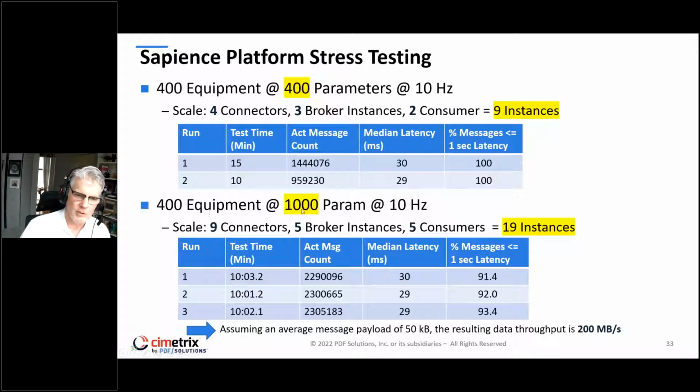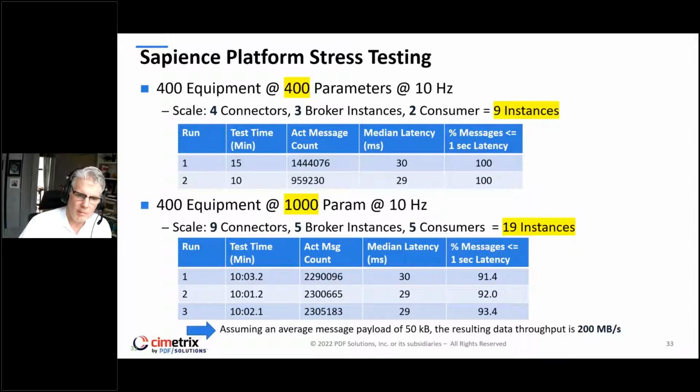The same 400 tools, 1,000 parameters now running at 10 hertz. We scaled up from 9 to 19 server instances and ran a few samples. The latency was still quite low, 30 millisecond latency on median, but there were a few stragglers. And so, again, we met the spec of 90% messages getting through, but you can see it's starting to break a sweat here.